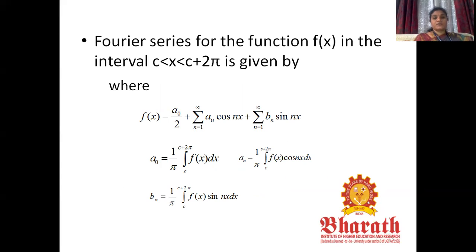Fourier series for the function f of x in the interval c to c plus 2 pi is given by f of x is equal to the expansion, that is a0 by 2 plus summation n equal to 1 to infinity an cos nx plus summation n equal to 1 to infinity bn sin nx, where a0 is equal to 1 by pi integral over c to c plus 2 pi f of x dx. An is equal to 1 by pi integral over c to c plus 2 pi f of x cos nx dx. Bn is equal to 1 by pi integral over c to c plus 2 pi f of x sin nx dx.